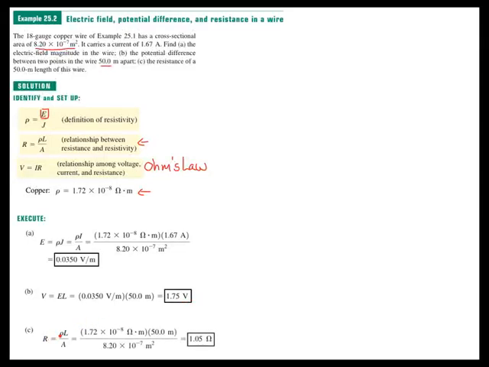The resistance of the wire is the resistivity times the length of the segment divided by the cross-sectional area of the segment. And again, the length is 50 meters, and putting in the numbers, we get 1.05 ohms. We could have also written the resistance as the voltage along that length of segment of wire divided by the current flowing through the segment, and we get the same number, of course, 1.05.